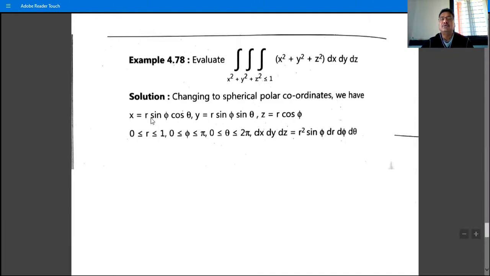So use spherical polar coordinates, that is x is r sin phi cos theta, y is r sin phi sin theta, and z is r cos phi. Then r runs from 0 to 1 because the radius is now 1, phi runs from 0 to pi, and theta runs from 0 to 2 pi. So the limits on phi and theta in spherical polar coordinates are fixed, 0 to pi and 0 to 2 pi. We just decide the limit of r, and dx dy dz is replaced by r square sin phi dr d phi d theta, because in double and triple integration dx dy dz is replaced by mod j dr d theta d phi.